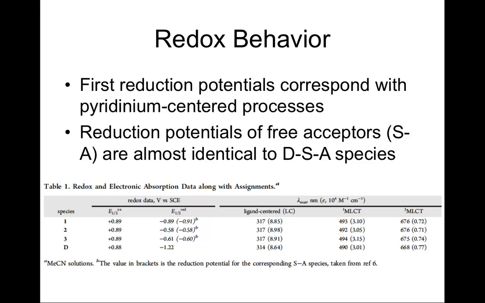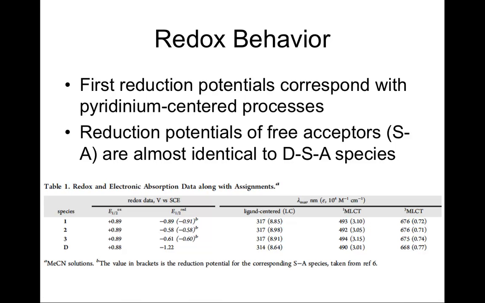After synthesizing these, the next step that the authors took was to investigate the redox behavior. So the oxidation potentials of 1, 2, 3, and D were all relatively the same, whereas the reduction potentials were significantly different, with D being the most negative. And they attributed this to, straightforwardly, the reduction potential being assigned to the pyridinium species, so it didn't really involve the donor.